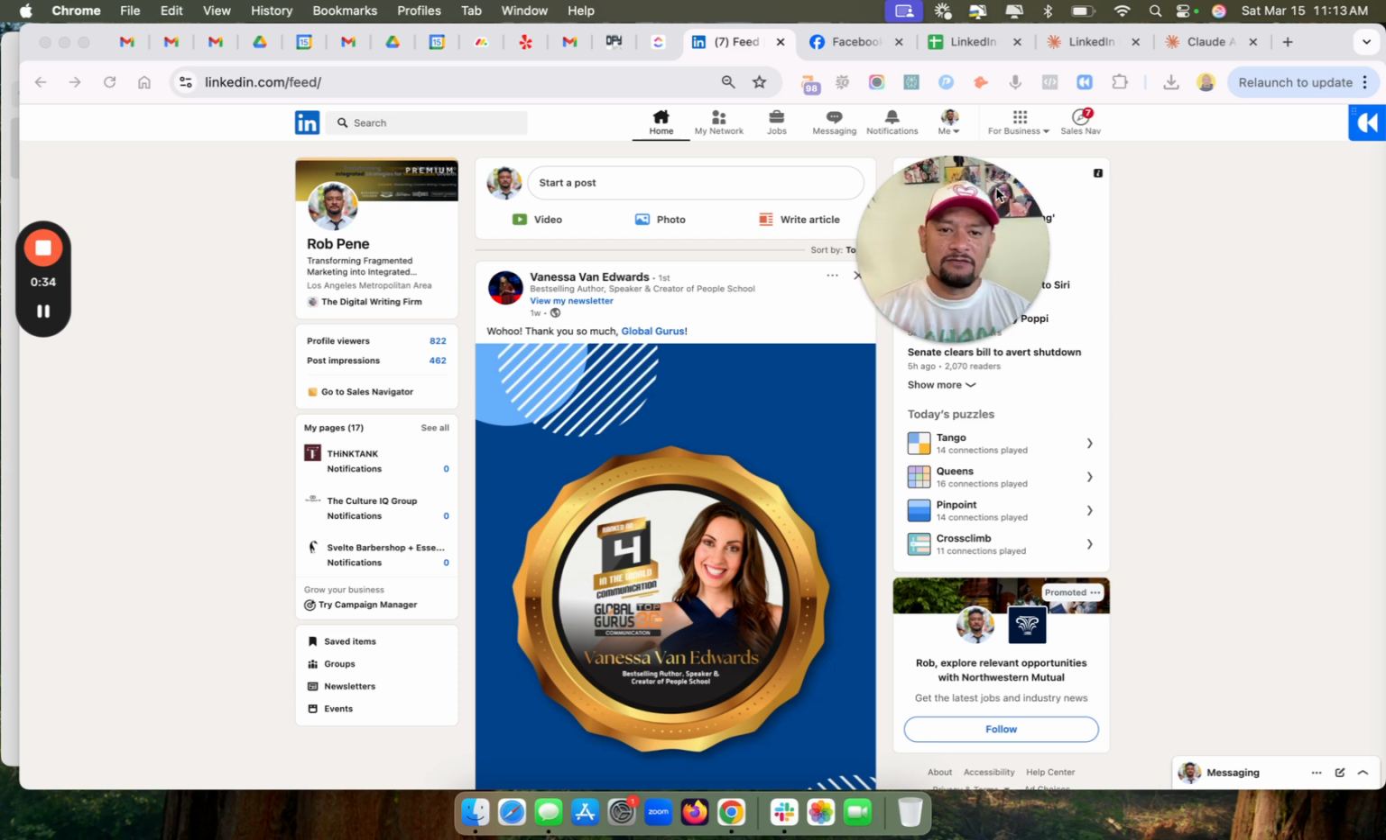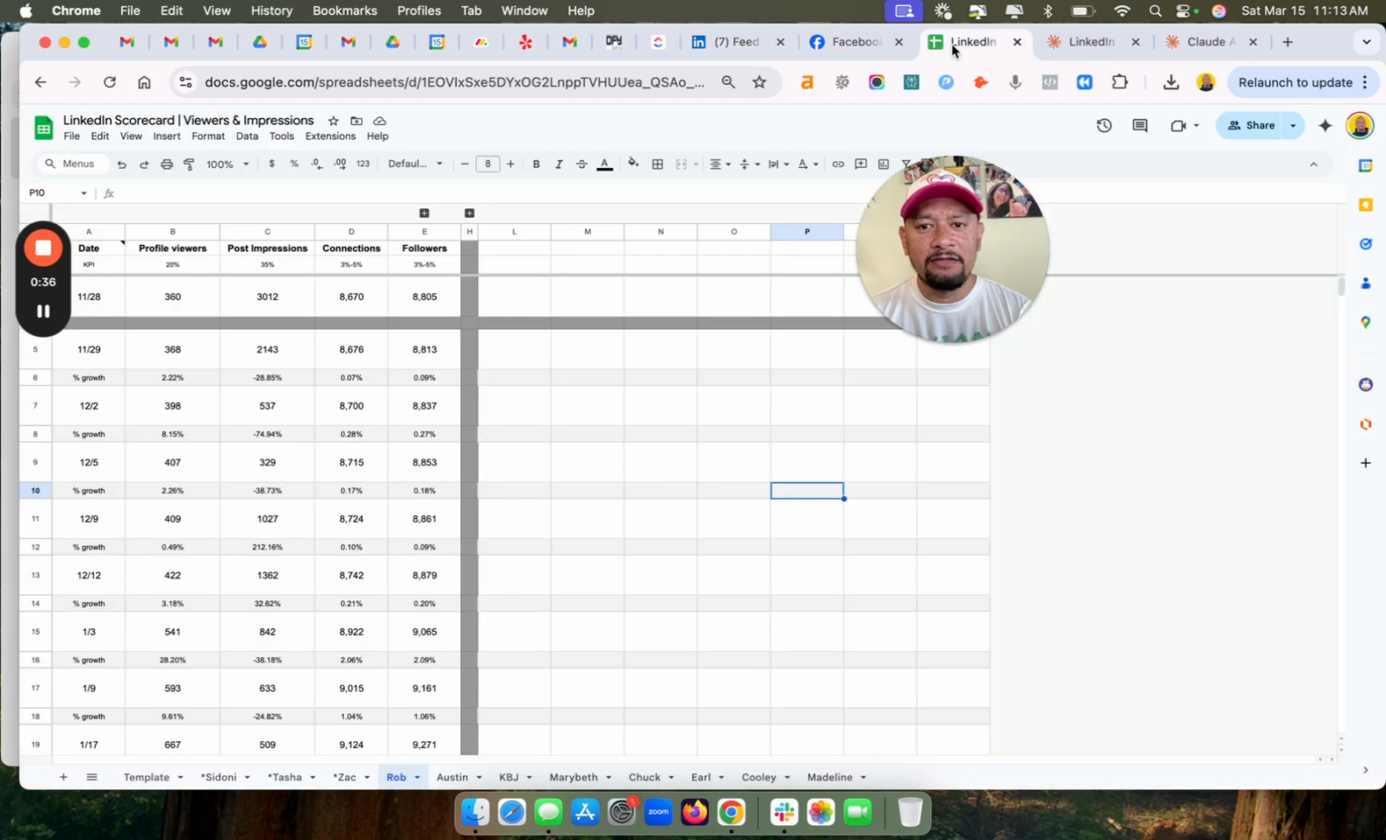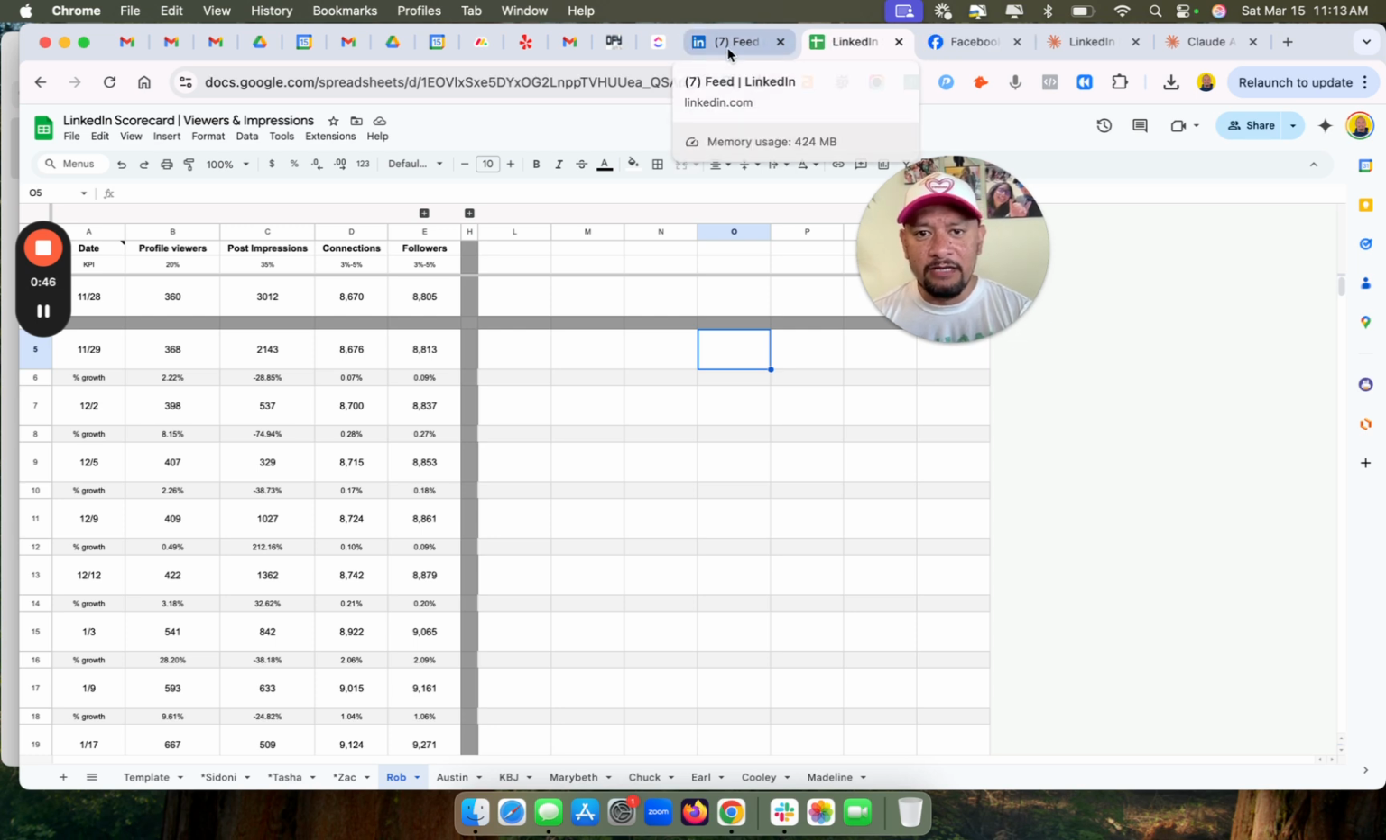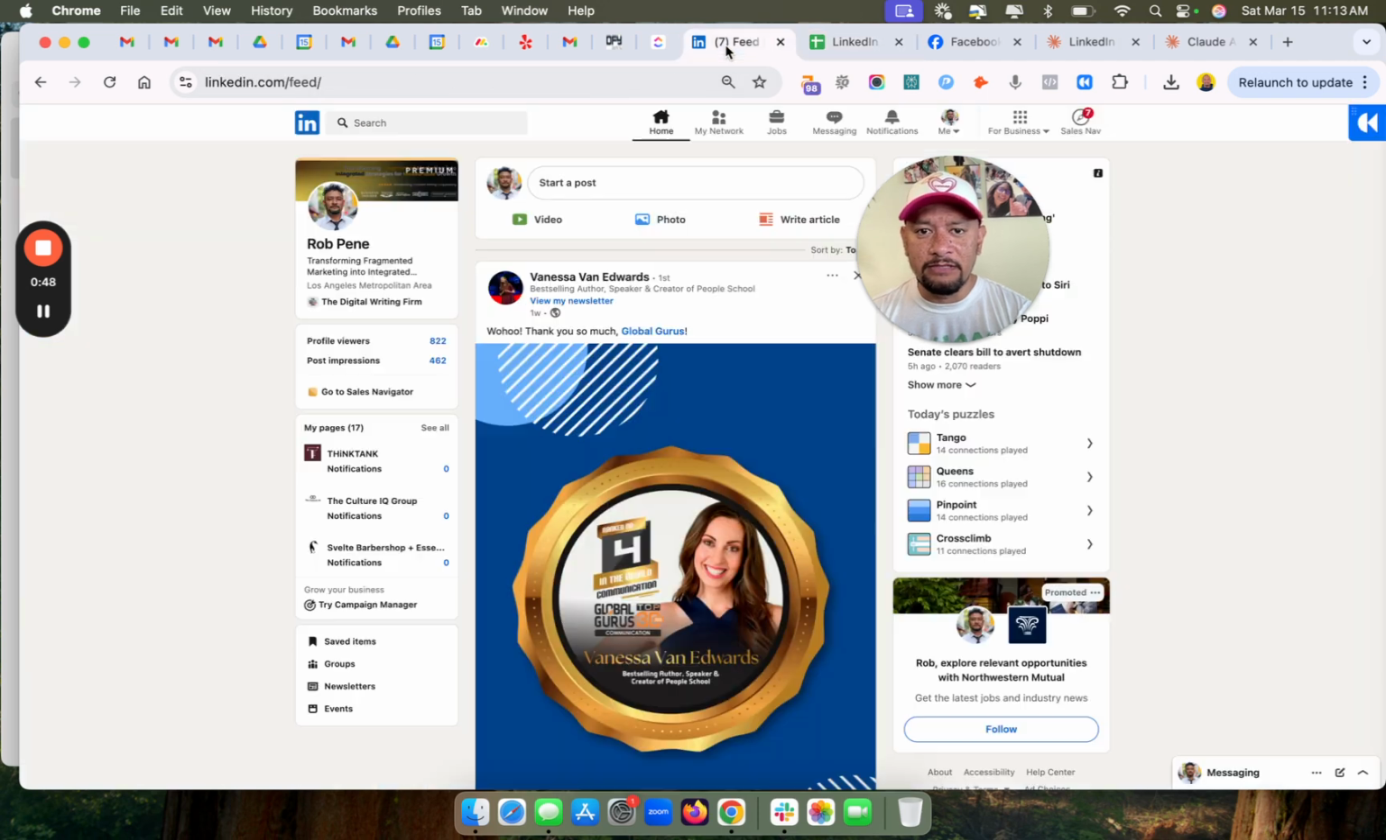So basically, here's what I'm looking at. This is essentially my scorecard for viewers and impressions, right? Here, I try to keep it simple: profile viewers, post impressions. I can quickly pull these numbers. Now, the reason why this is important is because depending on what you're doing for your activity or what you're doing with your posts, that's going to determine these numbers. How many people actually view you and how many impressions you're getting.